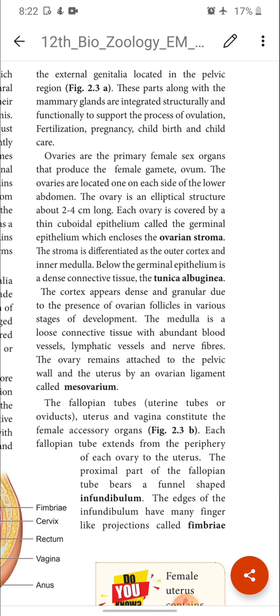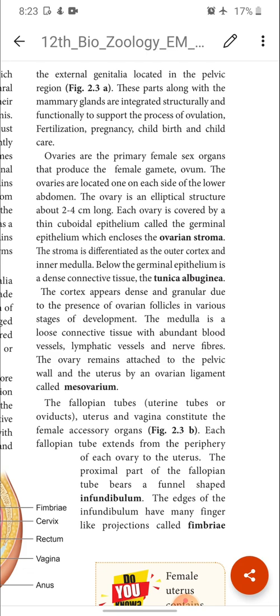What about the cortex? The cortex has ovarian follicles. It is dense and granular. Why? Because the cortex is occupied by the various stages of ovarian follicles. And the next one is the inner medulla region. This inner medulla region is made up of loose connective tissue and it has abundant blood vessels, lymphatic vessels and nerve fibers.